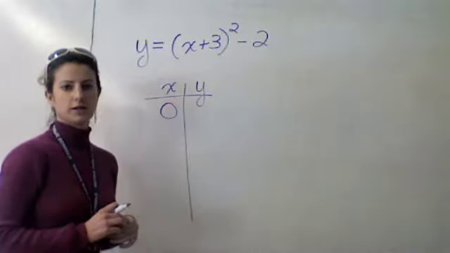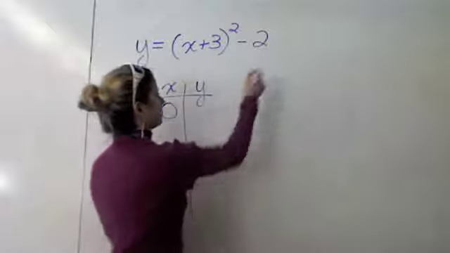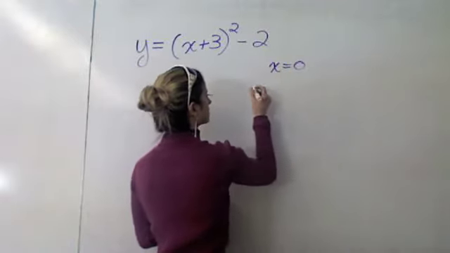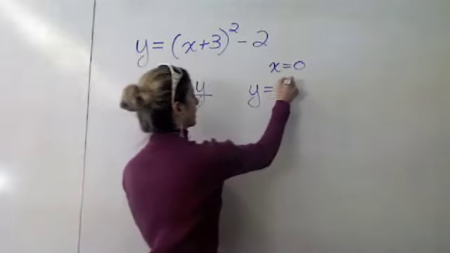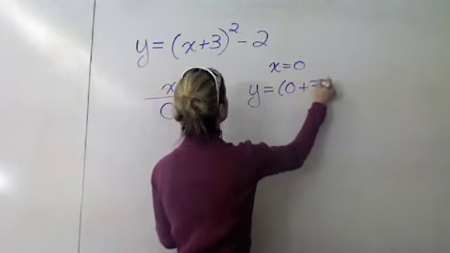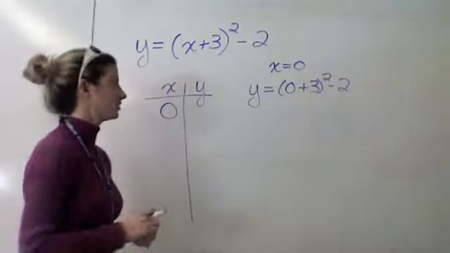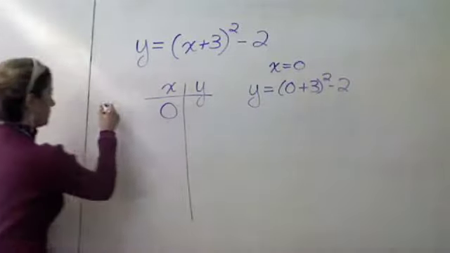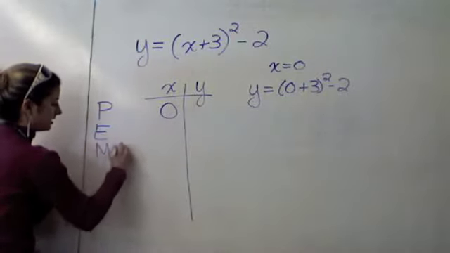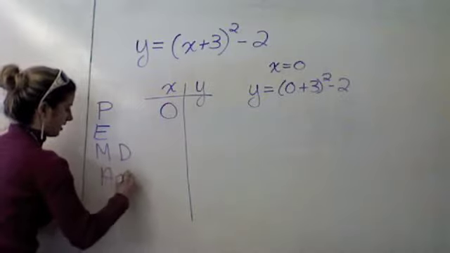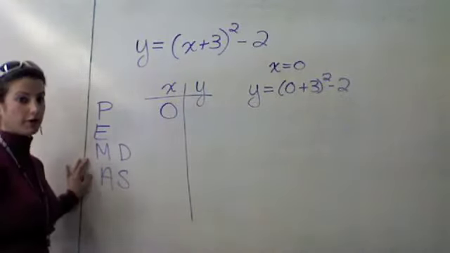So we're going to have x equals 0, and we want to know what y is when x is 0. So y is going to equal 0 plus 3 squared minus 2, because we're saying x is 0. Okay? So our order of operations, we all remember this. I'll write it right here. PEMDAS. P-E-M-D-A-S.